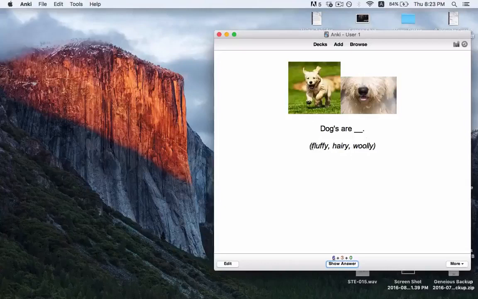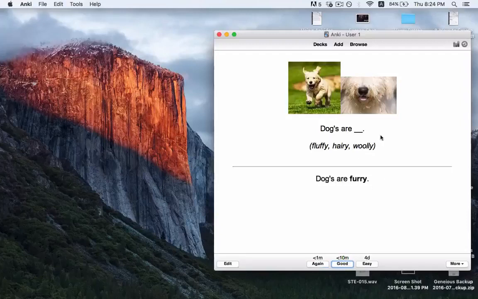So synonyms below I've added in to give me a bit of a hint, because often you'll have more than one way of describing the thing that you're testing yourself. And by having synonyms below, you know that this word you're trying to work out isn't going to be any of these. So you're trying to remember: dogs are fluffy. No, it's not that. Dogs are hairy. It's not that. Dogs are woolly. Can't be that. Dogs are furry. Furry is another one. Okay, space.